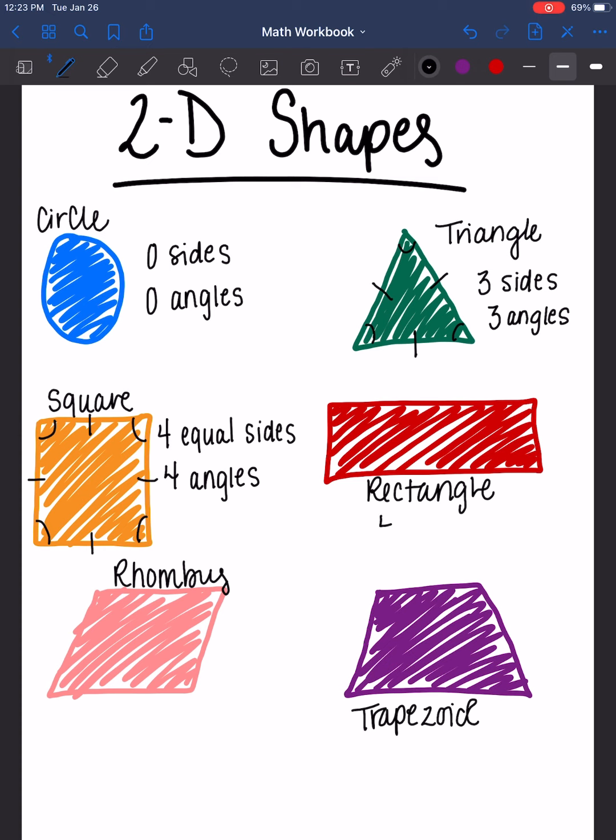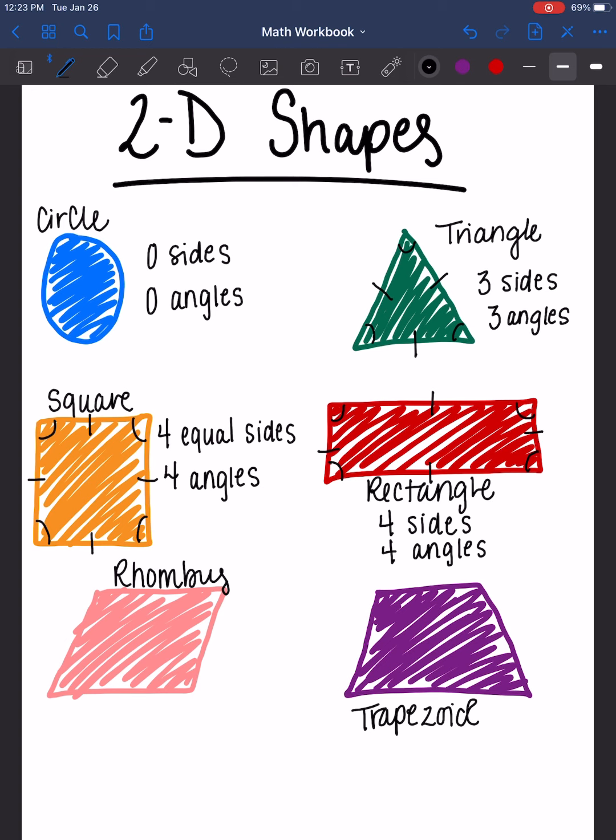Now we have the rectangle. Well, the rectangle also has 4 sides, but they don't have 4 equal sides like a square. The rectangle also has 4 angles. So it has 4 sides and 4 angles similar to a square, but it's not exactly the same.